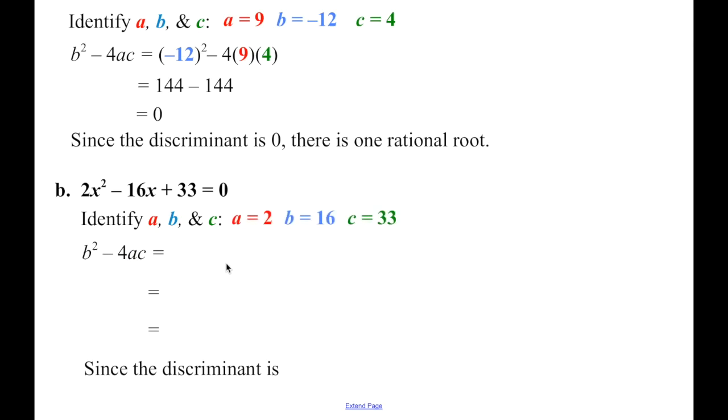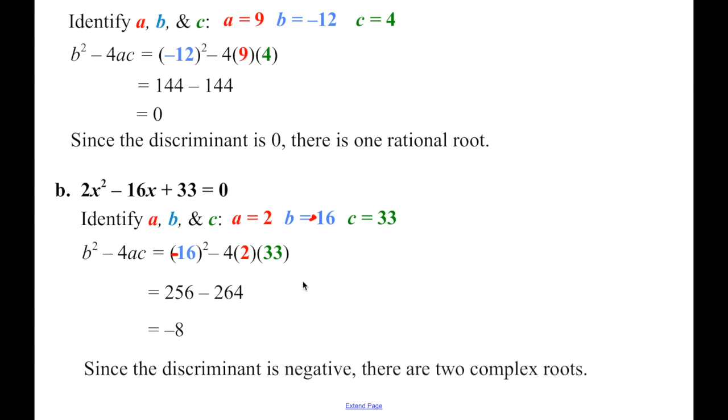Look at example B. Okay, it's in standard form. A is 2, b is negative 16. Well, there's a typo there. b should be negative 16, and c is 33. Let me write that in there for you. This should be a negative 16. And so b squared minus 4ac gives us a negative 16 squared, which doesn't change our answer any. 16 squared is 256 minus 264, giving us a value of negative 8. When we get a negative discriminant, that means we have 2 complex roots.